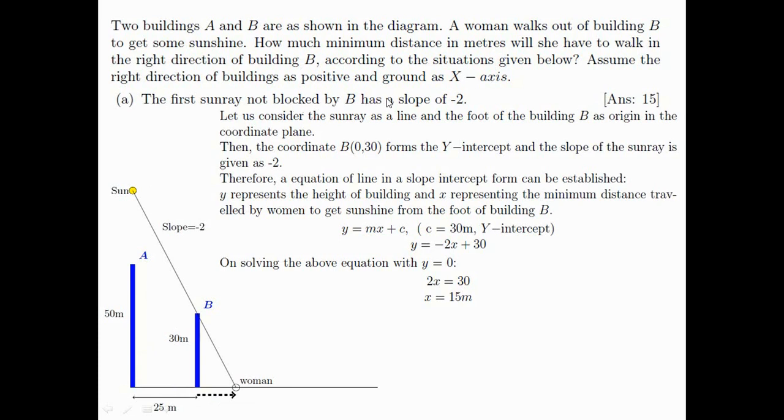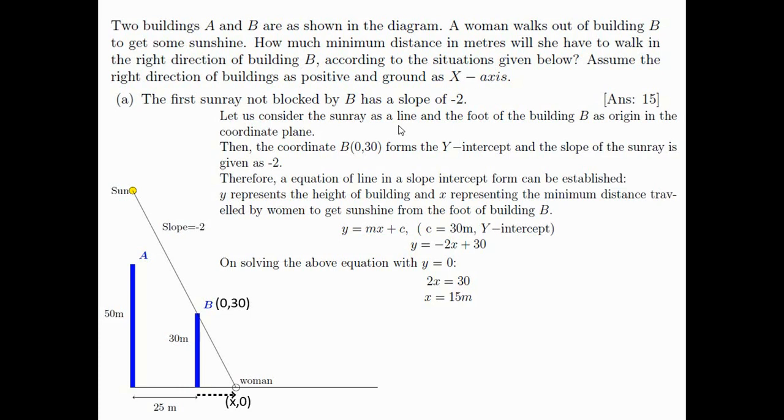The first sun ray not blocked by B has a slope of minus 2. This is the first condition. So this is the sun ray and it has a slope of minus 2. Now let us consider the sun ray as a line and the foot of the building B as the origin in the coordinate plane. In that case, the point B has a coordinate (0, 30), and the woman will have a coordinate (x, 0), as she is walking on the ground, and ground is x-axis, right?